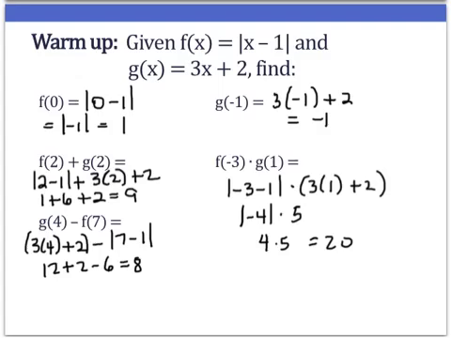Okay, so time to check the answers. The first one was pretty straightforward, but let's go down to the third one. This time, the x for the f function and the x for the g function were both the same. We're going to substitute a 2 in where the x is, and that gives us a 9.